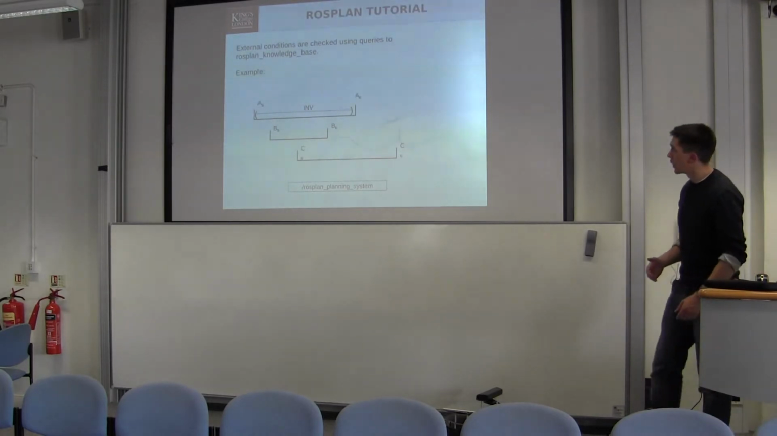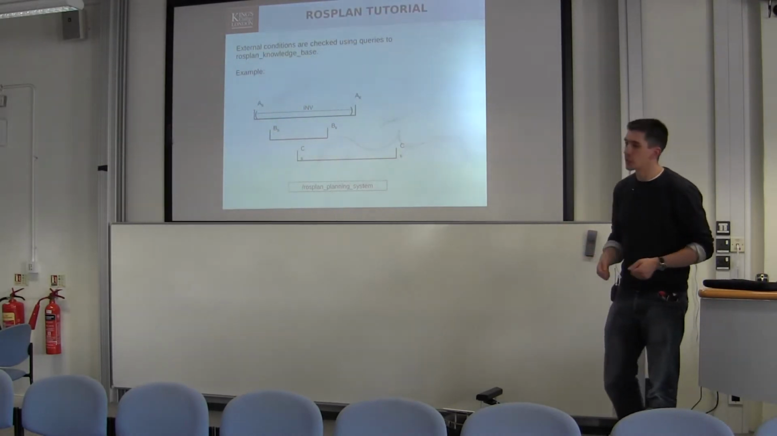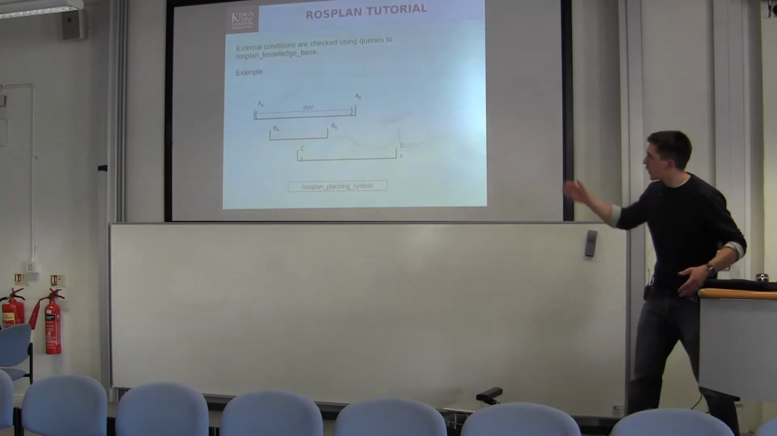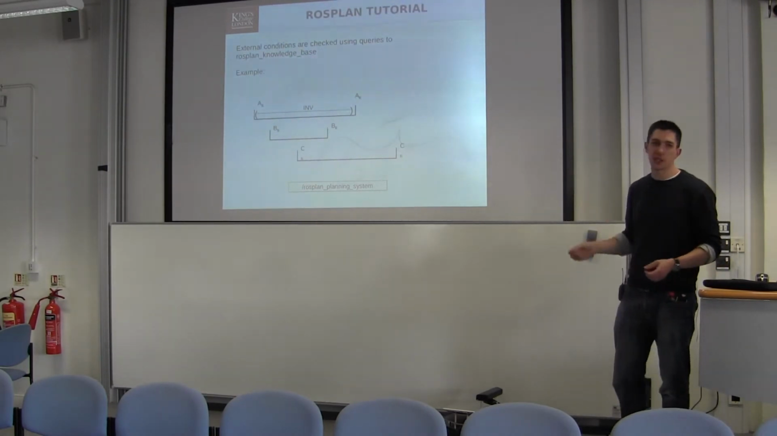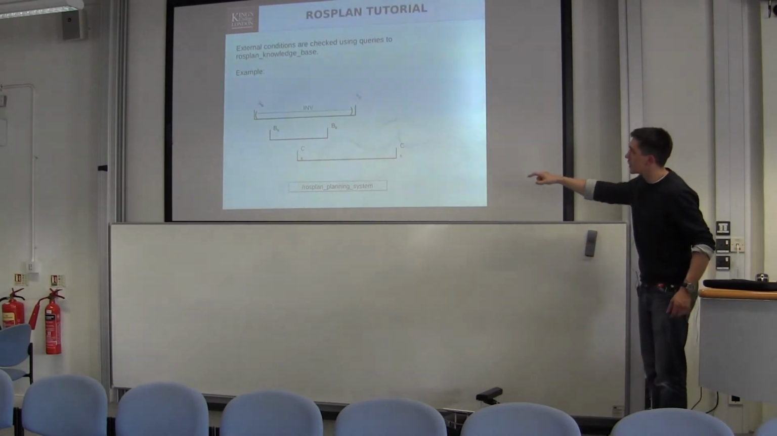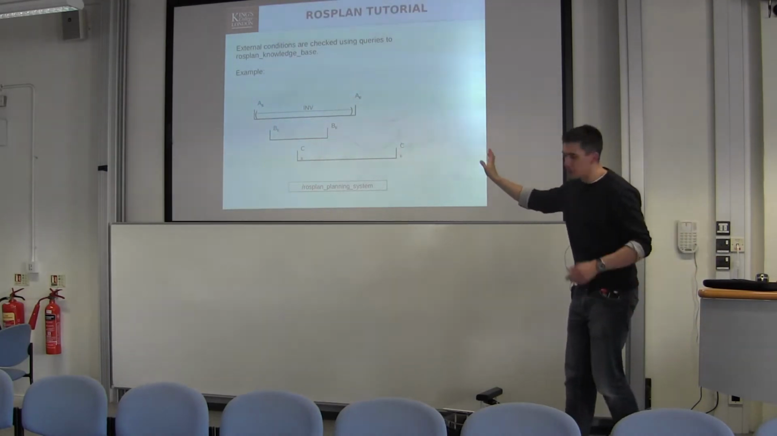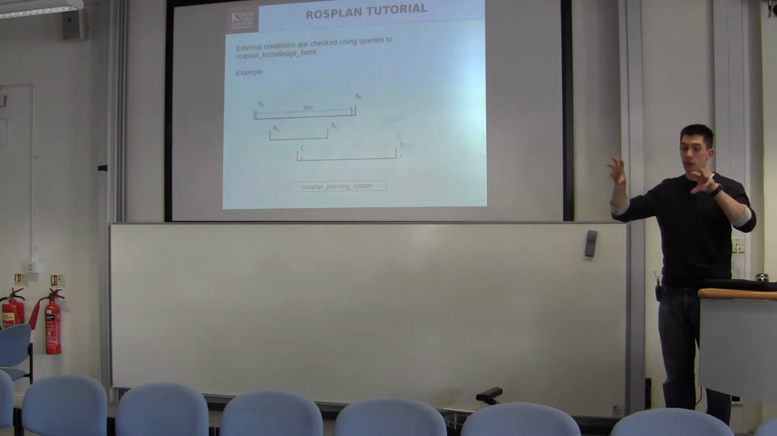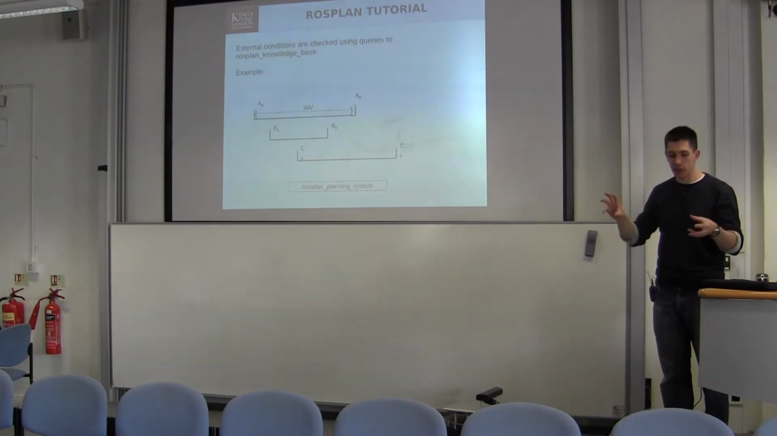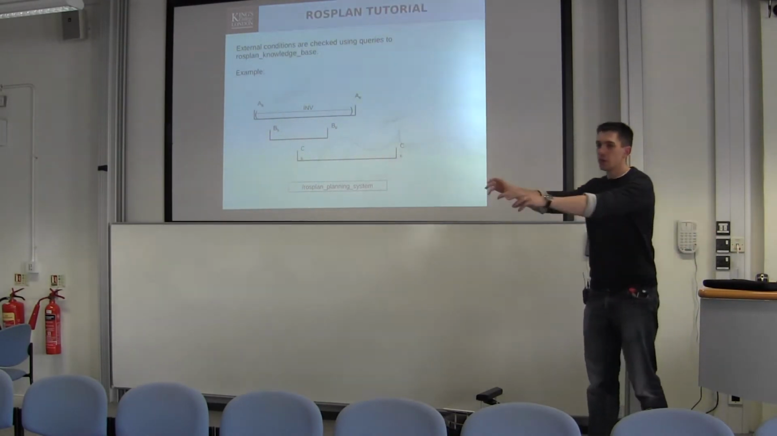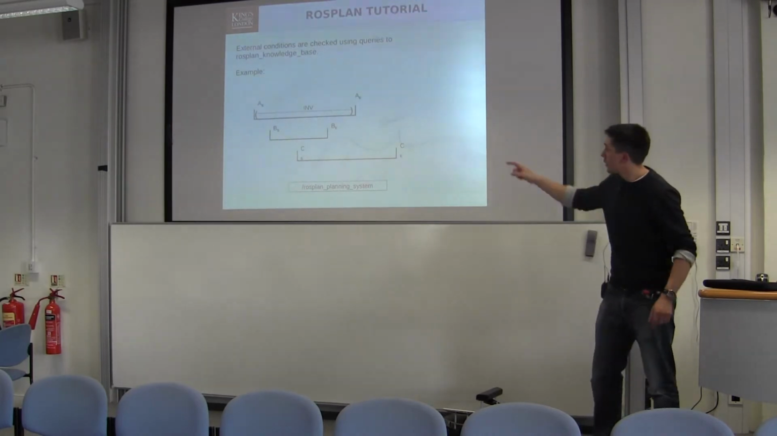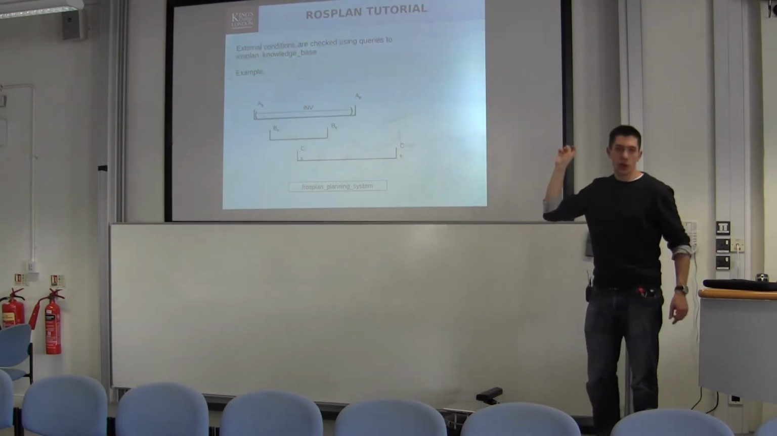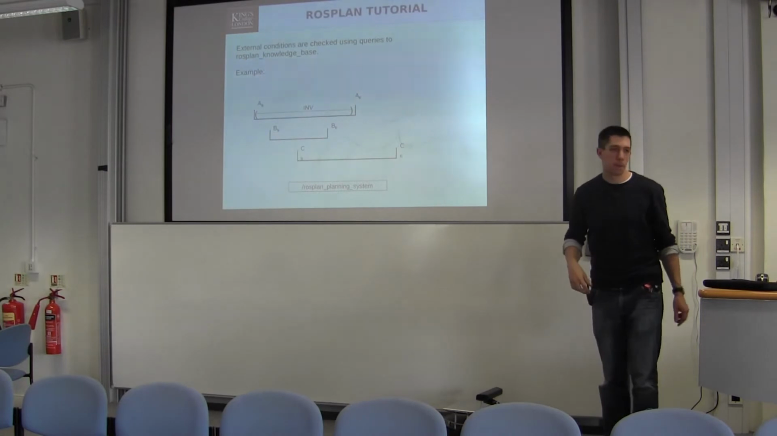This is an example of how the conditions are checked using queries to the knowledge base. So we have three actions that are supposed to be executed concurrently, action A, B, and C. And A has this invariant. So, for example, consider there are two submarines, two automated underwater vehicles, AUVs, and they're supposed to go to two different locations. A is the action for moving one, and B is the action for the other moving.